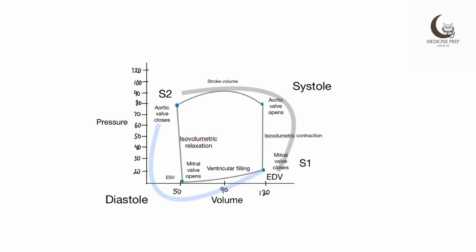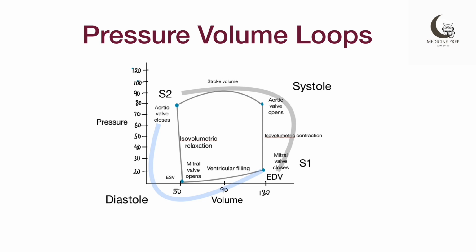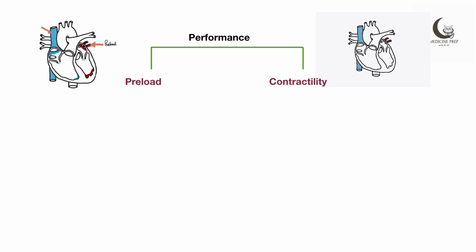Hi, in this video, I'm going to teach you how to read the cardiac pressure volume loops in under 1 minute. Now, before we see the actual graph, let's familiarize ourselves with certain terms. PV loops show the performance of the heart. This performance depends on two factors, preload and contractility. Preload is the amount of blood received by the atria. Contractility is the ability of the heart muscle to contract.